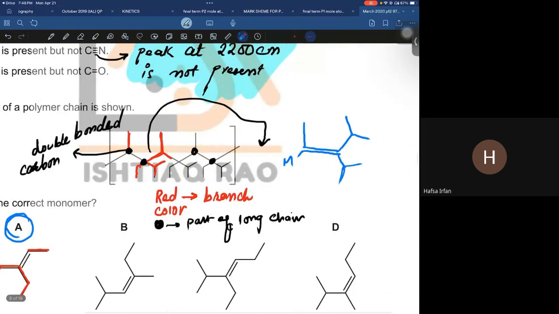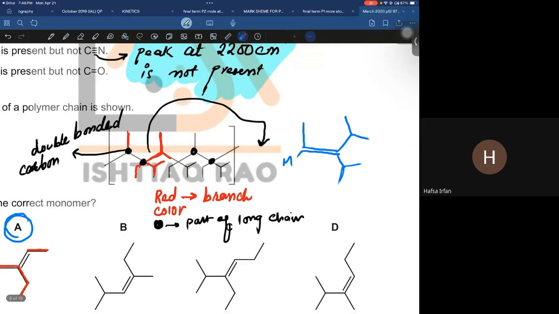So I have drawn the structure. This is a double bond. You know that the polymer is always formed when you have a double bond in your monomer. If you don't have a double bond, no polymer is possible. So I have drawn the monomer. Okay, so you can see this.